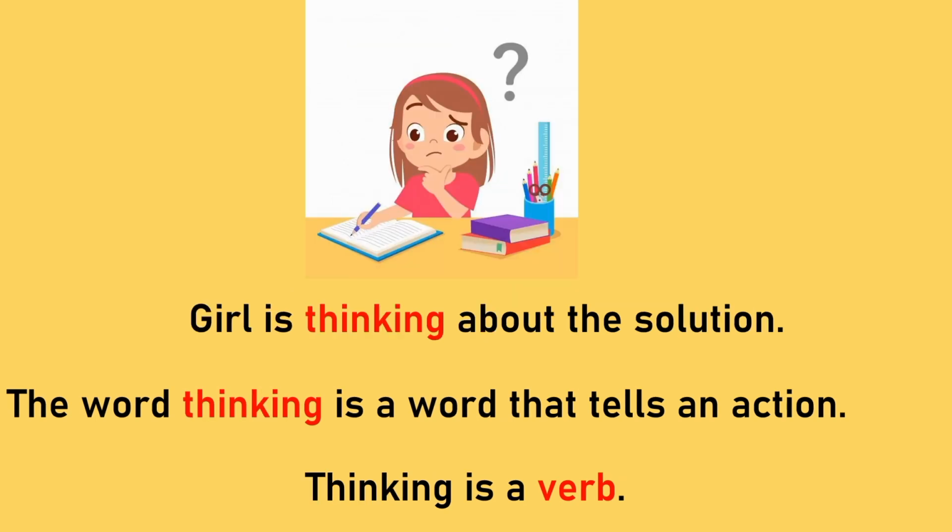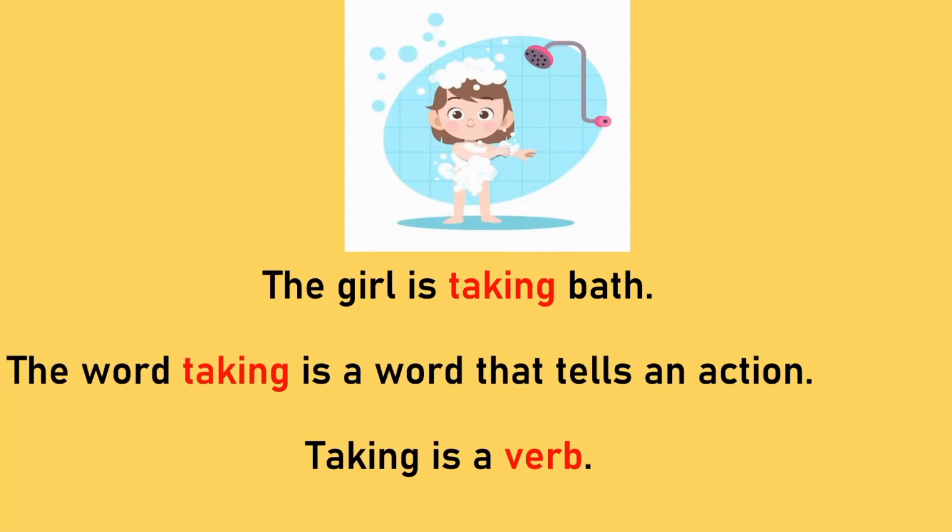The girl is thinking about the solution. The word thinking is a word that tells an action. Thinking is a verb. So here thinking is a verb. The girl is taking bath. The word taking is a word that tells an action. Taking is a verb. So here taking is a verb.